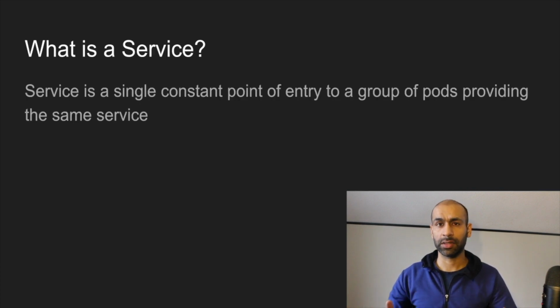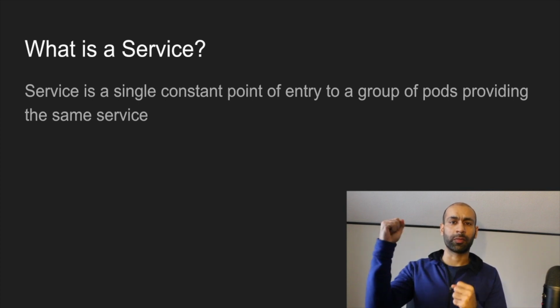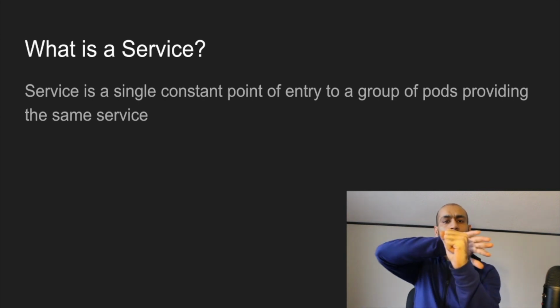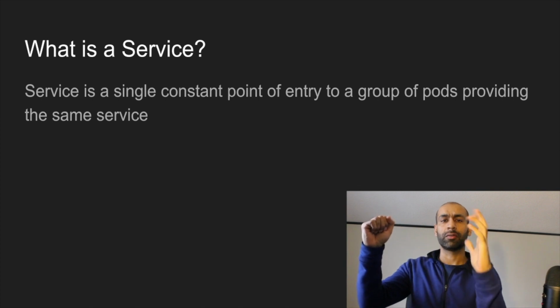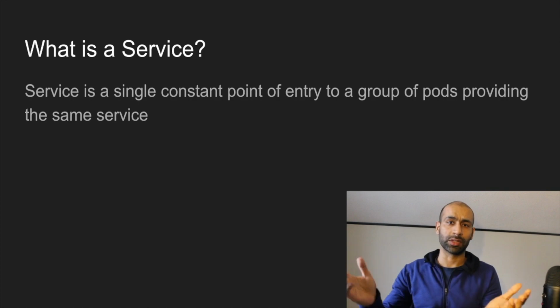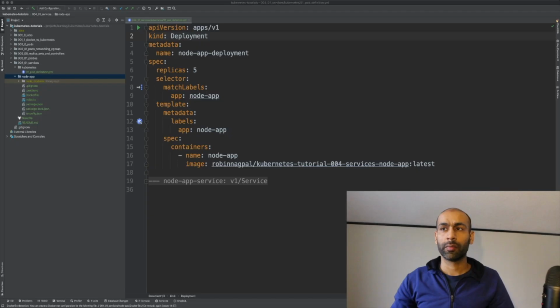So what is a service? A service is a single constant point of entry to a group of pods providing the same service, right? So you have X number of pods running here, and then you declare an entry point. All the requests that are coming will be hitting that point, right? And this entry layer will be pointing all the requests further to this group of pods. That's what services are. So let's look at a code which explains these services.